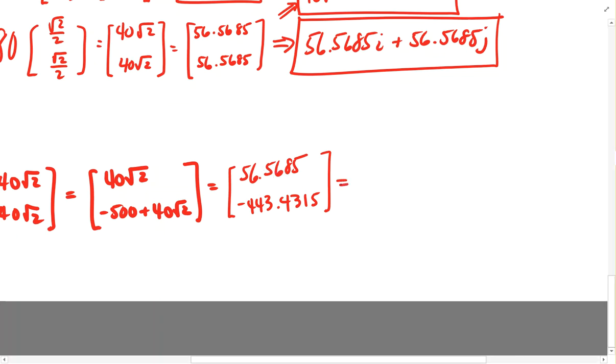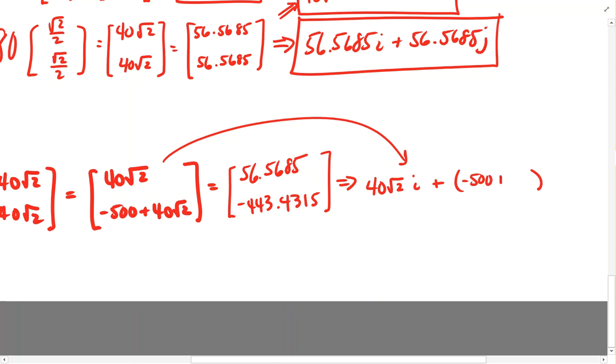We could also, of course, label this in IJ notation as, well, let's go ahead and show it in our exact form this time. In IJ notation, I might write this as 40 root 2 i plus, and since I can get a precise result by the sum of these two, I would write negative 500 plus 40 root 2, the quantity of that in the grouping symbol, times j.